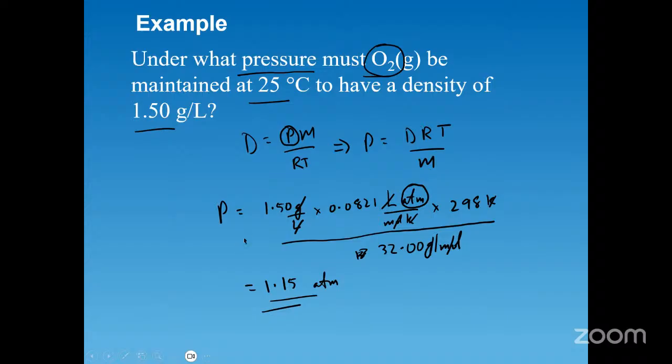They gave you the density, which is 1.50 grams per liter, multiplied by R, which is this, multiplied by the temperature, which again is 298, converting 25 degrees Celsius to Kelvin. And then we divide by the molar mass, which for O2 is 32.00 grams per mole. And then you do your number crunching again. And according to my calculations, I got the answer to be equal to 1.15 atmospheres. And that's pretty much how that is done, right?